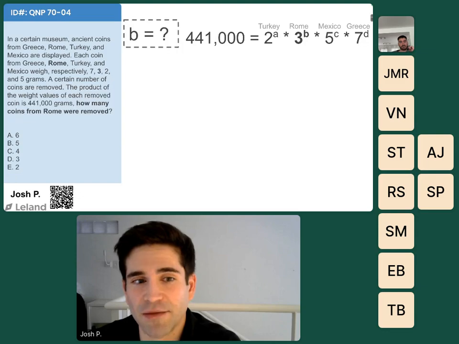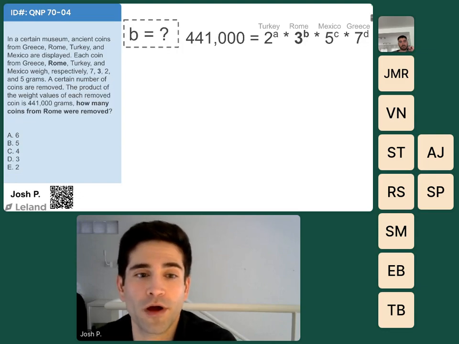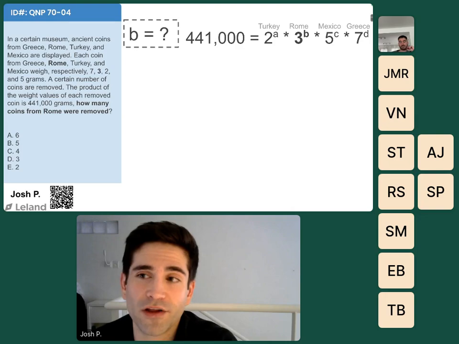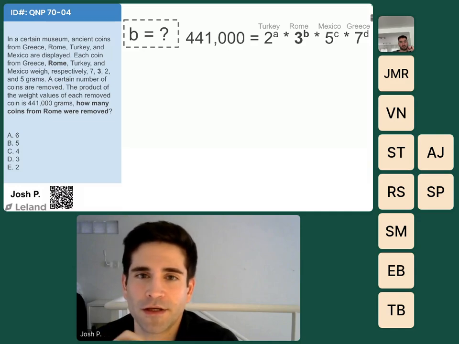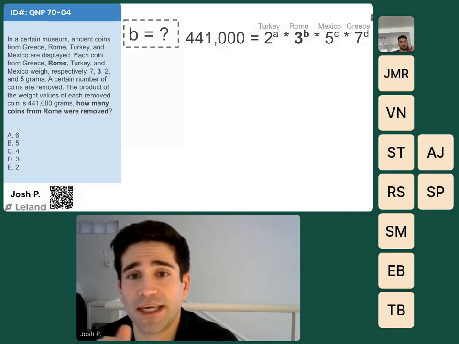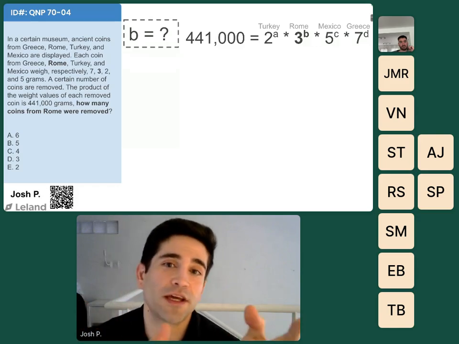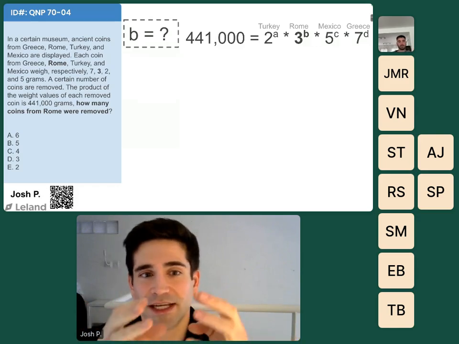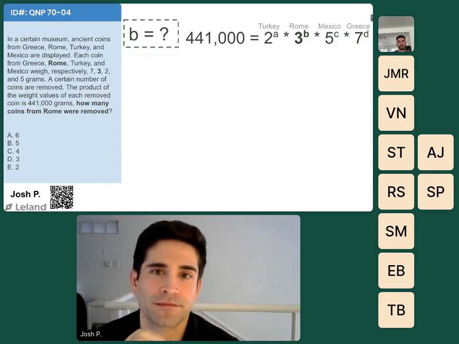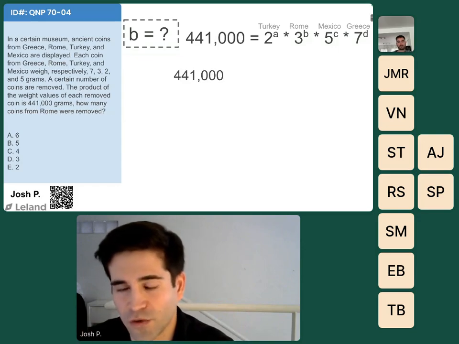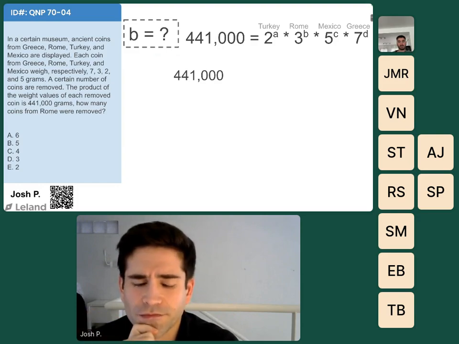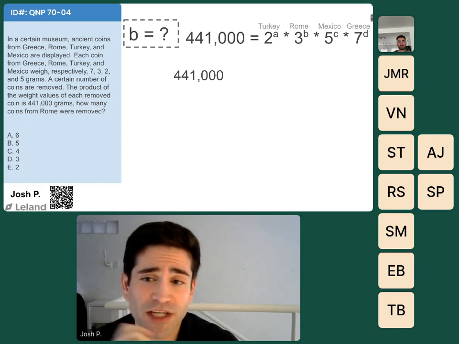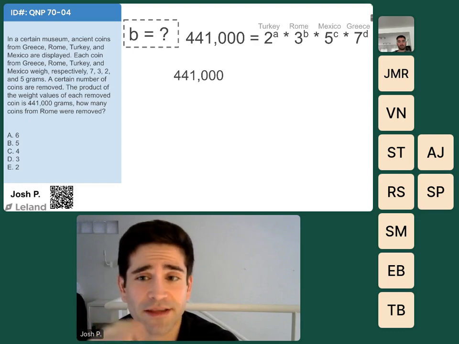Since we're being asked how many coins from Rome were removed, we want to look at the exponent for 3, because that is the weight value of Roman coins. So we are being asked: B equals what? This is a way in which we can translate English into math. To see the prime factorization, we do what we did in the first 2 exercises, just being organized and disciplined.